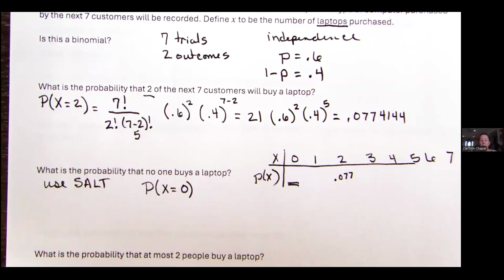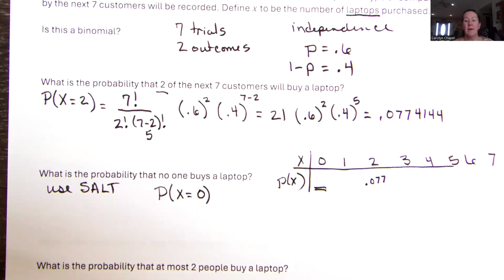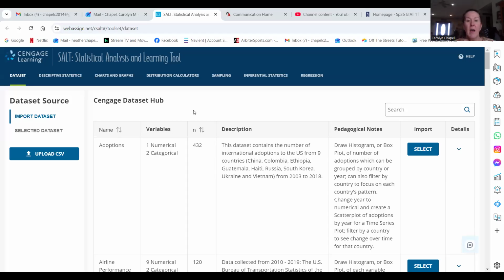But again, I'm going to go to SALT to actually find it, to save myself a little bit of time. So going into SALT, okay, it should look like this. And where we're going to go is into that distribution calculator. So we've talked a little bit about the descriptive statistics button and the charts and graphs button. Now we're going to start talking about some of these other little buttons. The only two we'll see in this course are the distribution calculator and this inferential statistics button. But right now we're just going to be in this distribution calculator piece.